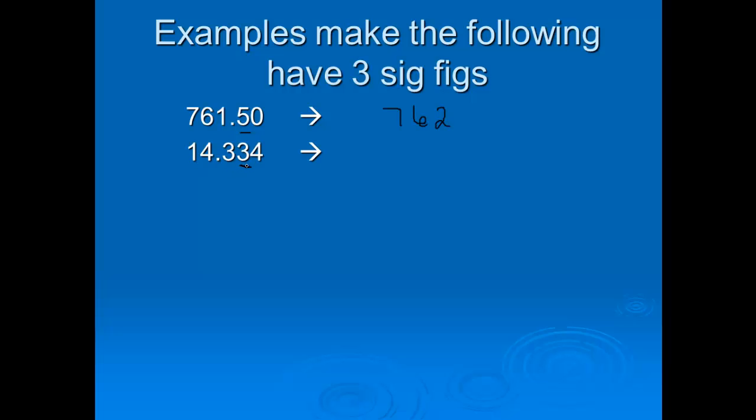14.334, we can only keep the first 3. This 3 right here is less than 5, so it's 14.3. 10.4, again, we can only keep 3. This is less than 5, 10.4.